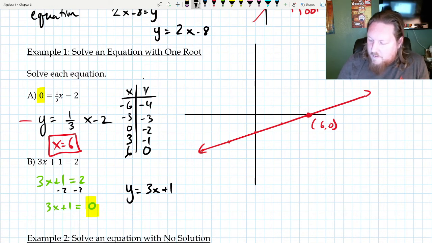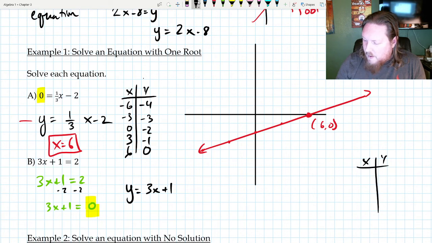And same kind of thing. I'll make a quick little table of values over here. Negative 2, negative 1, 0, 1, and 2. Negative 2 times 3 is negative 6, plus 1 is negative 5. Negative 3 plus 1 is negative 2, 1. And then we've got 3 plus 1 is 4. 6 plus 1 is 7.